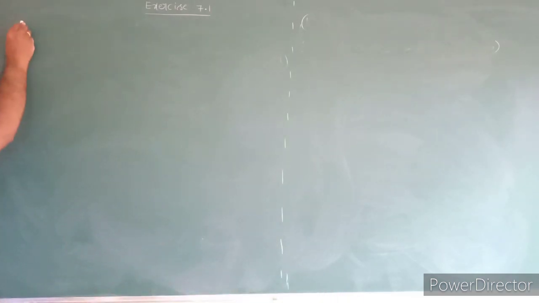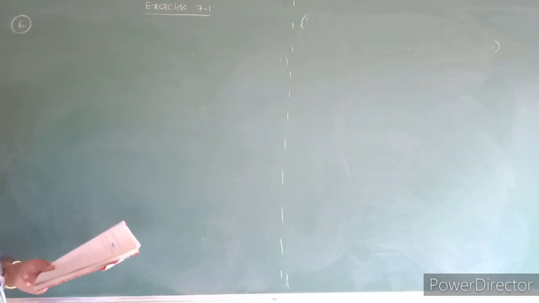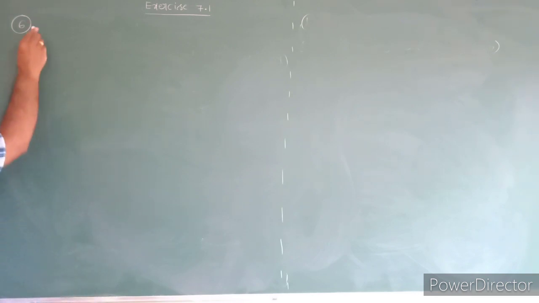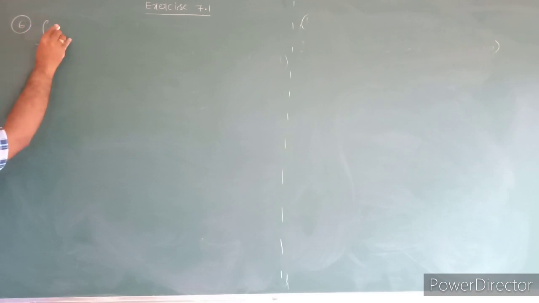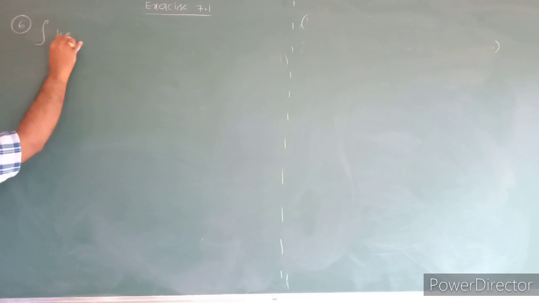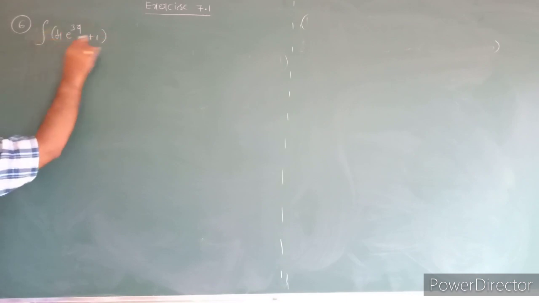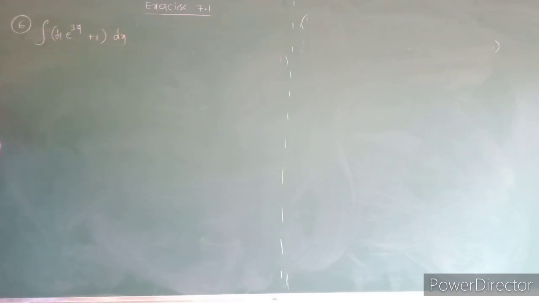See the question number 6. Find the following integrals in the exercise problem number 6 to 20. So they are asking directly integrals. What is the first question? Integral of 4 into e power 3x plus 1 into dx. So this is the problem.